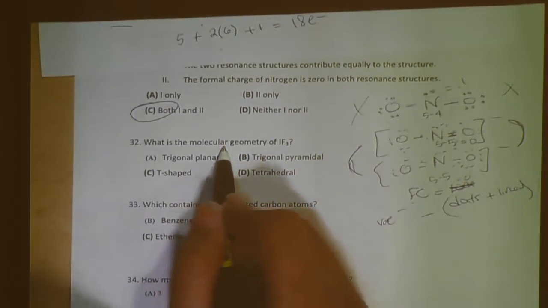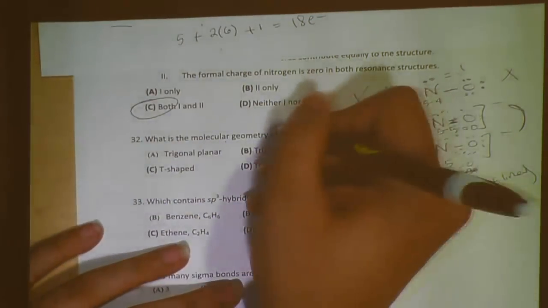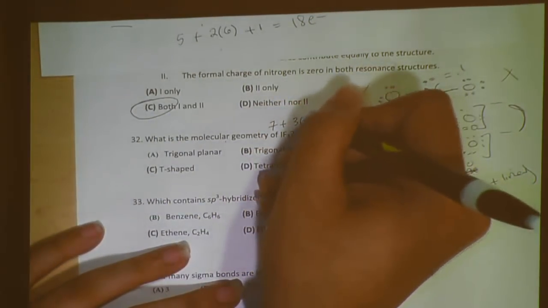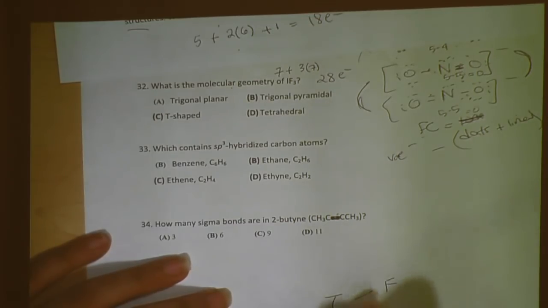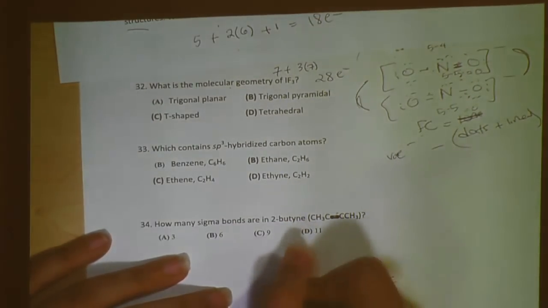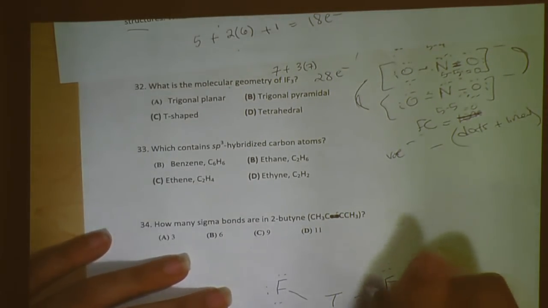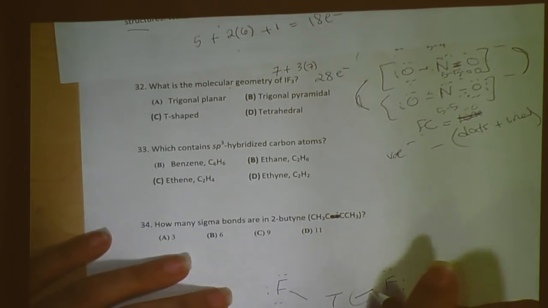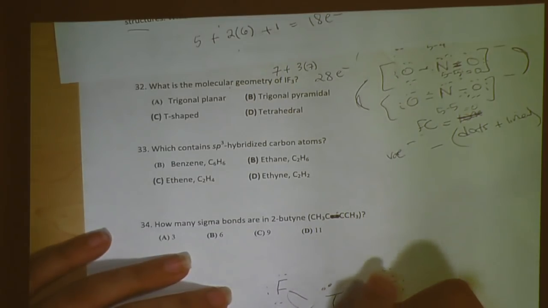Okay. What is the molecular geometry of IF3? So I is in group 7. So we have 7 plus 3 times 7, which is 21. So you have 28 total electrons. So if I were to draw IF3, it would look like this. So I have 1, 2, 3, 4, 5, 6, 7, 8, 9, 10, 11, 12, 13, 14, 15, 16, 17, 18, 19, 20, 22, 24, 26, 28.